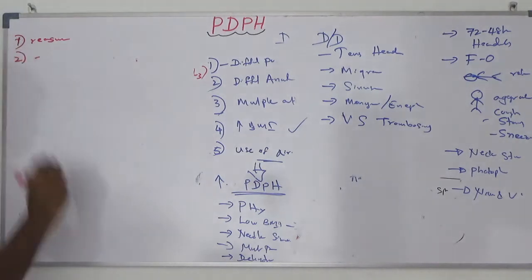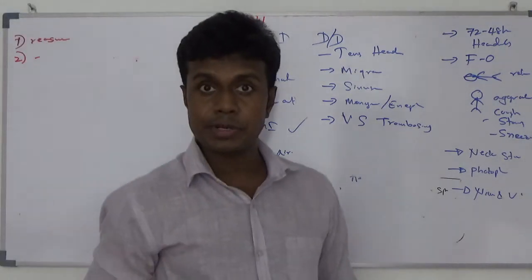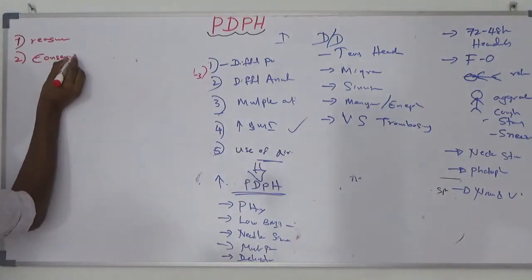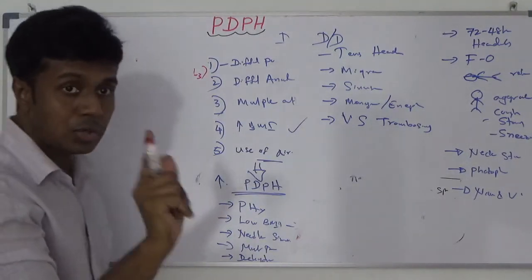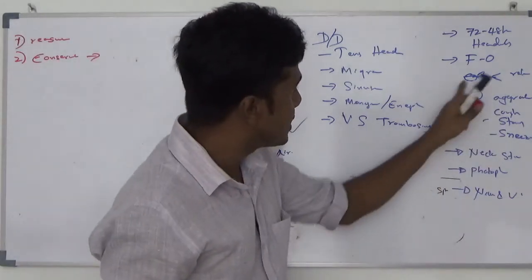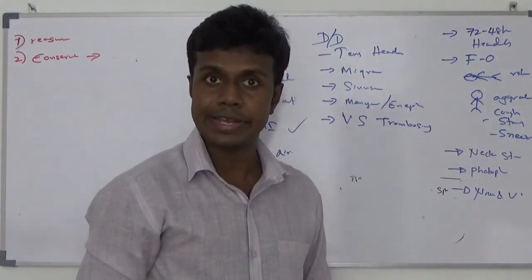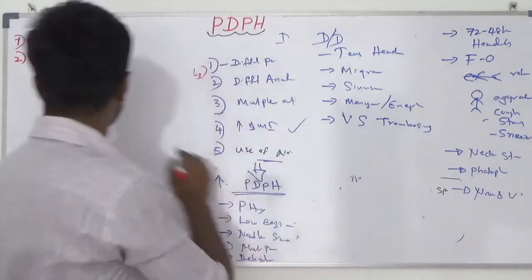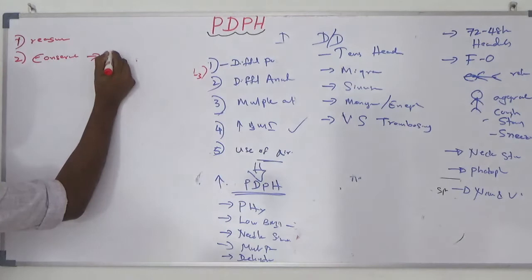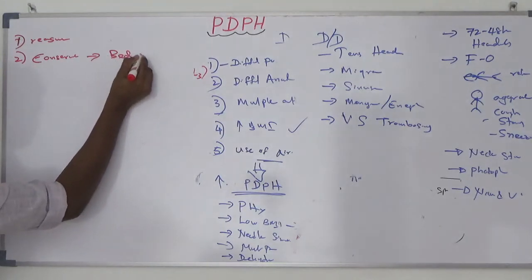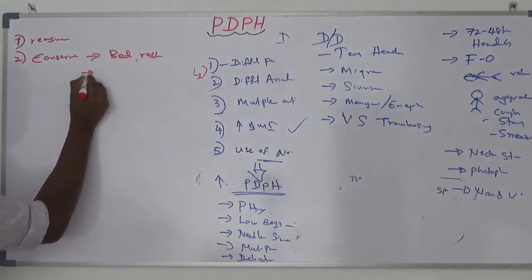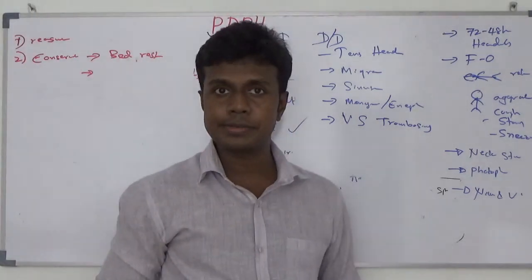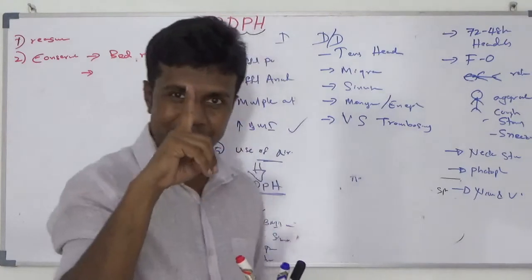Number two, conservative management you can practice. Ask your patient to take bed rest, because the standing position aggravates CSF leak. So keep the patient in the supine position or at rest. Sometimes you can ask your patient to use an abdominal binder. What? Abdominal binder.